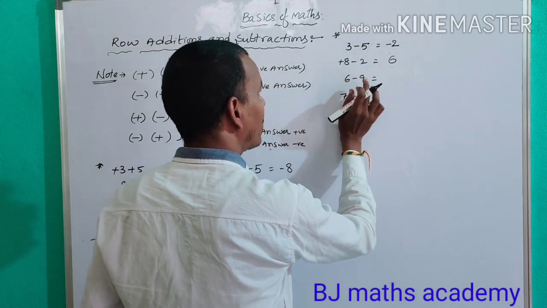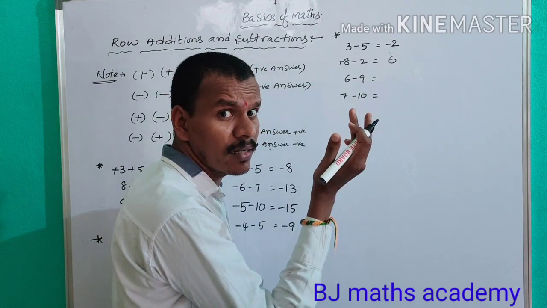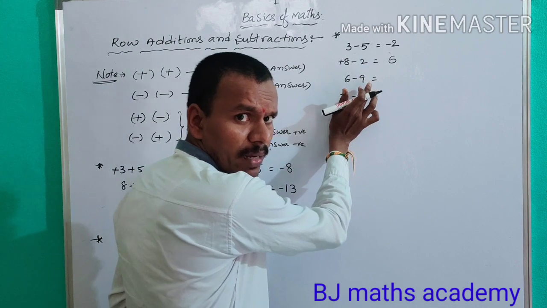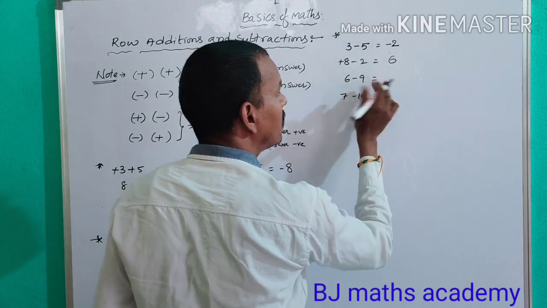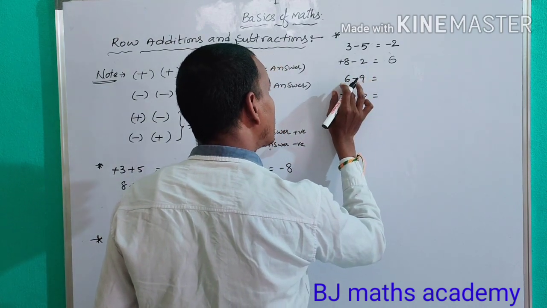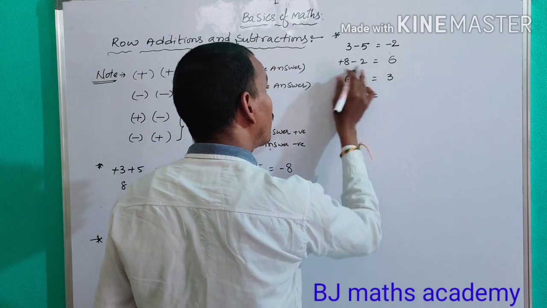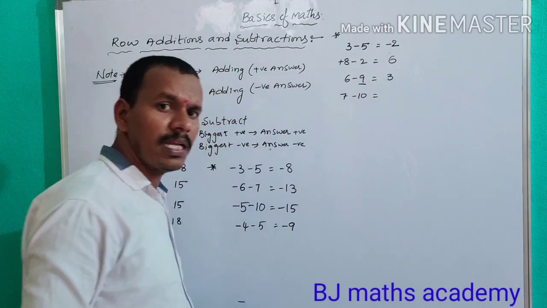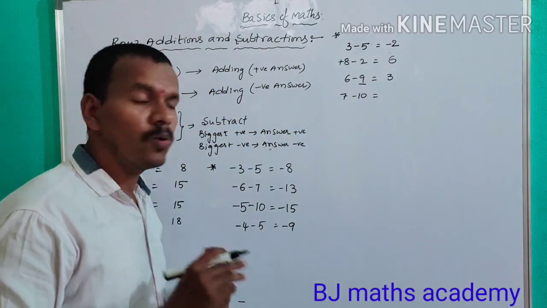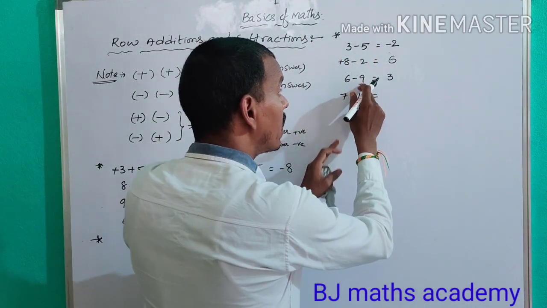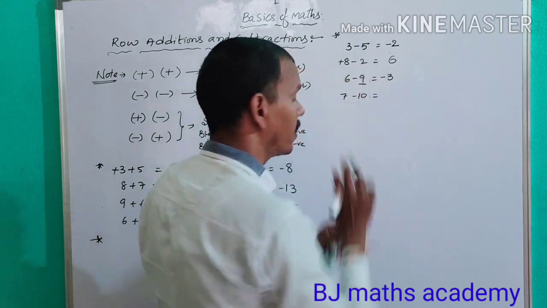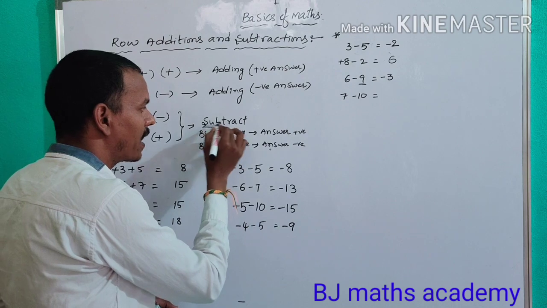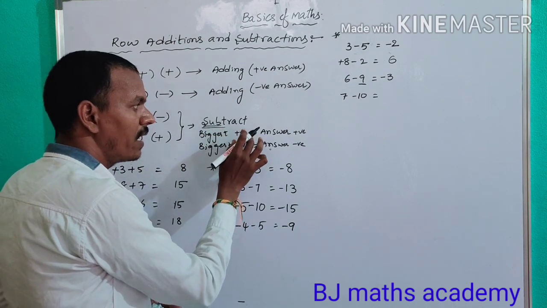So one is plus, one is minus, so we can subtract. When you subtract 9 minus 6, how much? 3. But here what is the biggest number? 9. Is 9 positive or negative? Negative. So the biggest number is negative, so the answer becomes negative. That is, when we are subtracting, the answer depends on the biggest number.